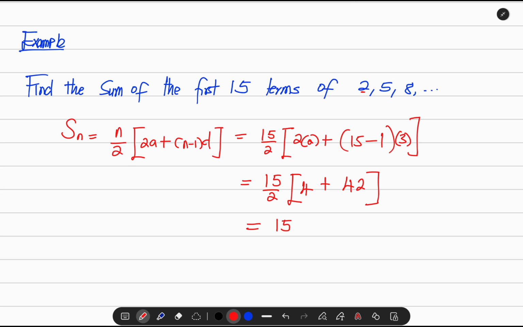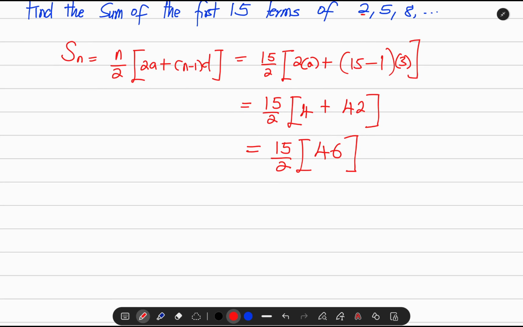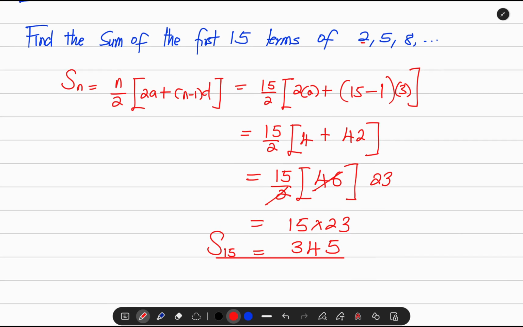I'll keep my 15 over 2. 4 plus 42 gives me 46, and 2 goes into 46 twenty-three times. Meaning I'm now multiplying 15 and 23, which gives us 345. This is the sum of the first 15 terms in that sequence. If we keep on adding 3, the common difference, 15 terms will give us 345.